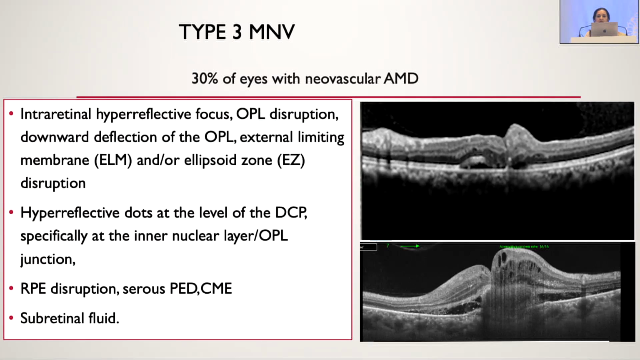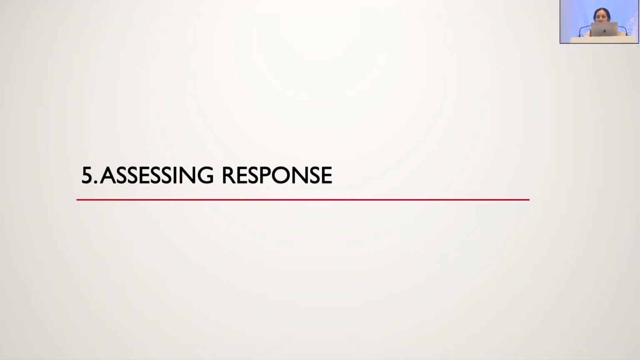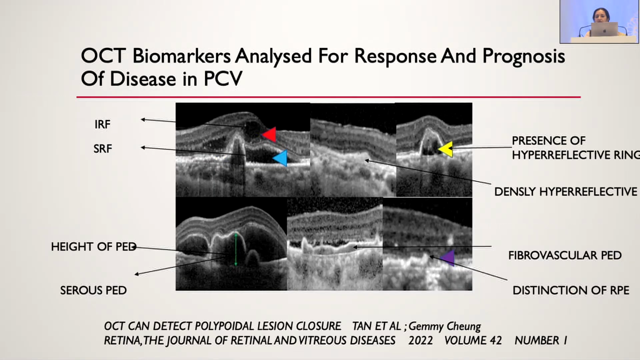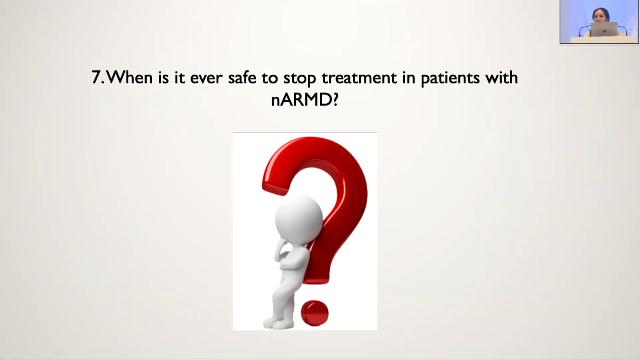So for assessing response, to assess whether your therapy is working or not, we again have these criteria, OCT biomarkers, which can tell you whether there is a decrease in fluid, decrease in cyst, decrease in height of PED, decrease in the sub-RPE hyperreflectivity. All these things help you gauge whether your treatment is working or not.